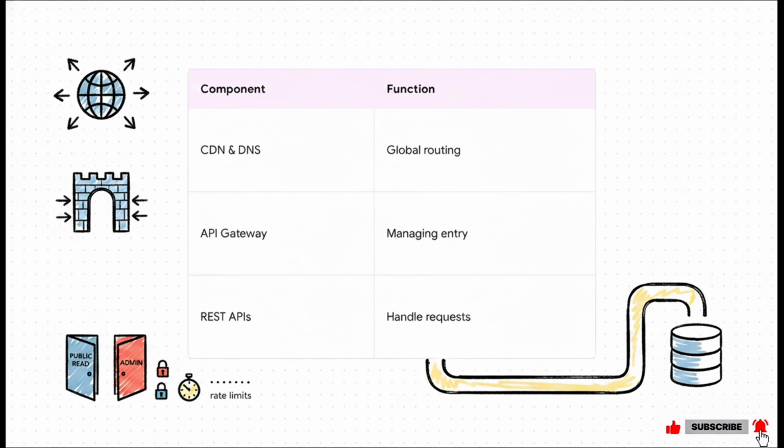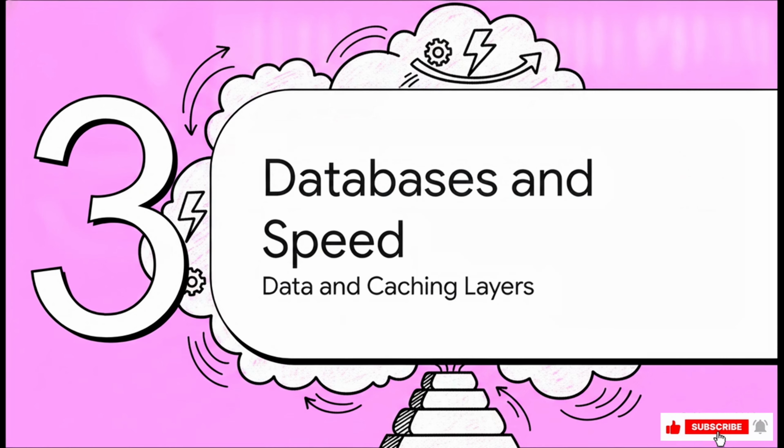Before a user even gets near your database, CDNs and DNS are out there routing their global traffic. Then, an API gateway steps up to manage their entry. This is where you'll be designing routes, strictly separating those public read REST APIs from your highly sensitive admin endpoints. And of course, you've got to implement rate limits so a random malicious script doesn't accidentally or intentionally set your servers on fire. Let's dive deeper with Section 3, Databases and Speed.